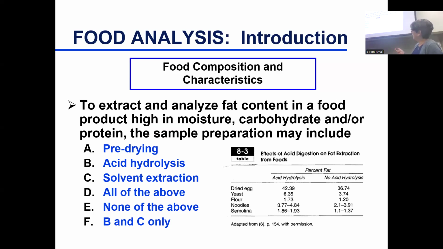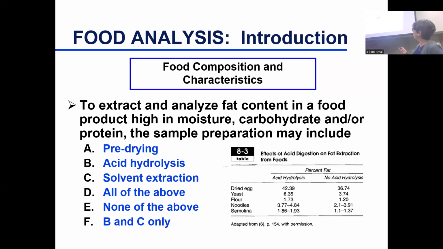So there's dried egg, yeast, flour, noodles, semolina. And then if you're trying to get the percent fat without acid hydrolysis, dried egg is high in protein. Not sure what the yeast is really high in, but flour, noodles, and semolina, they're really high in carbohydrates, a lot of fibers and stuff. So if we don't do acid hydrolysis, you underestimate the fat content. All of these values are lower than if you do acid hydrolysis.